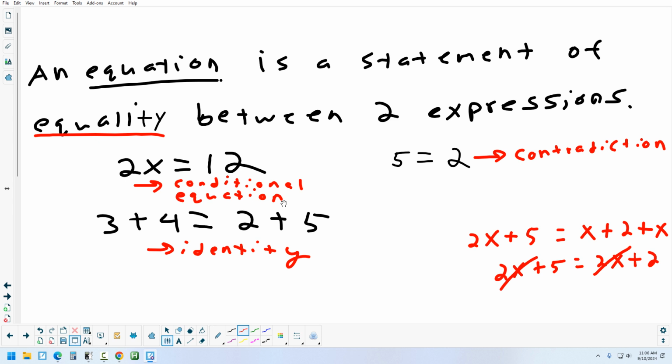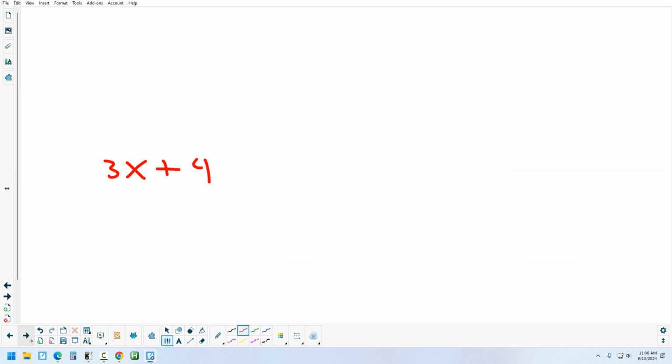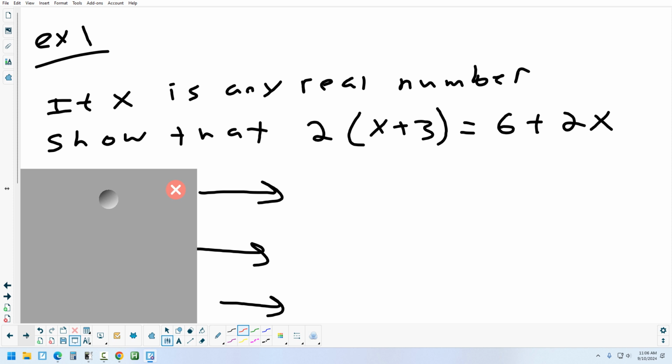Questions on those? All right, and now I'm going to give you the example that I was mentioning earlier. What I'm going to do is write down a step, and I'm going to have you tell me the name of that step. Okay, so this is the first thing I'm going to do. 2 times x plus 2 times 3 equals 6 plus 2x. So I did something on the left side. Can anybody tell me what property I used on the left?